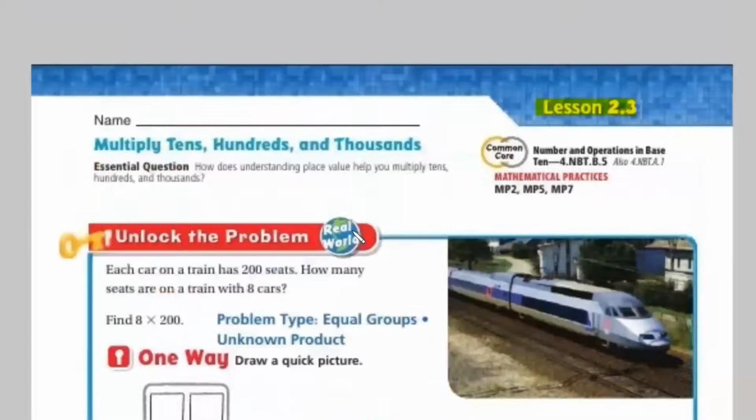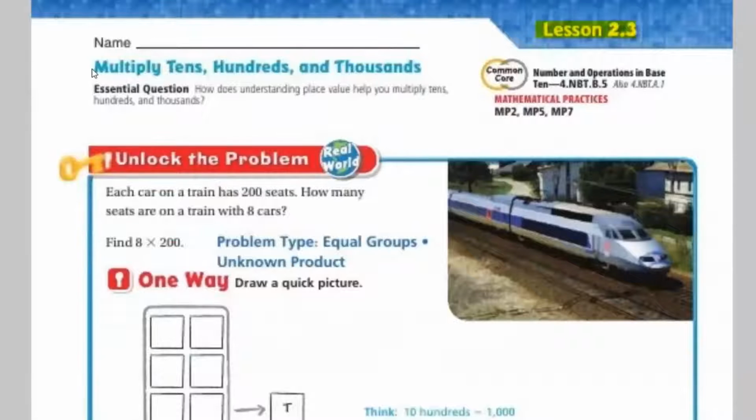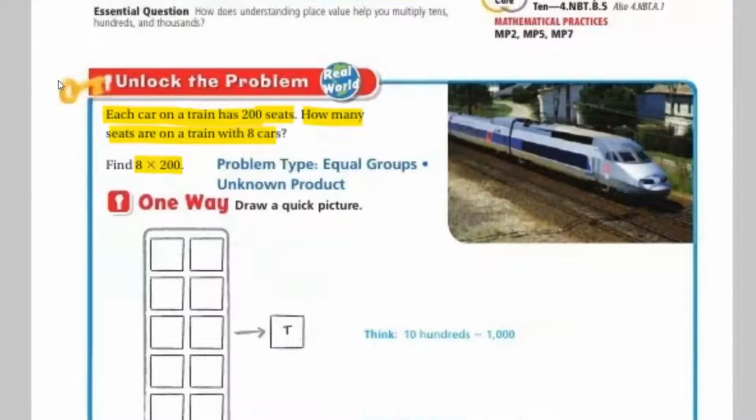Okay guys, let's start. Today's lesson is about multiplying tens, hundreds and thousands. Okay, let's see this problem. Each car on a train has 200 seats. How many seats are on a train with 8 cars? To find this out, let's find 8 multiplied by 200. 8 multiplied by 200 equals what? Let's write it here. Write with me, please.